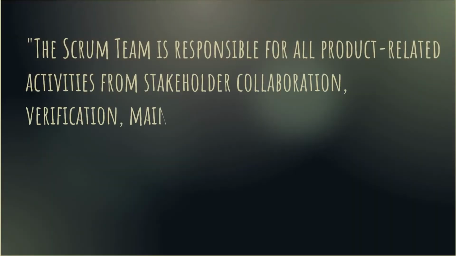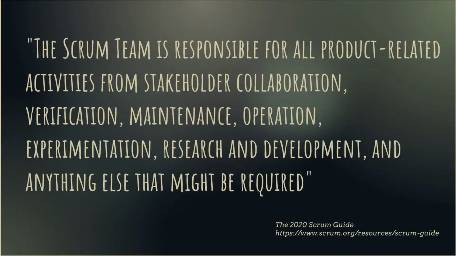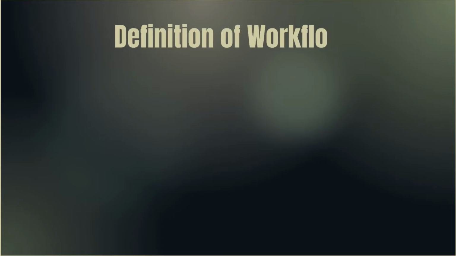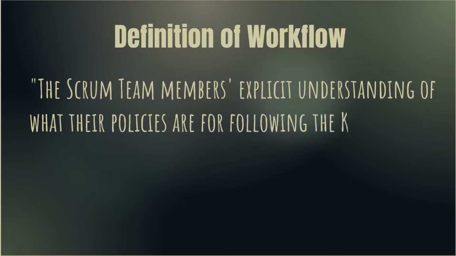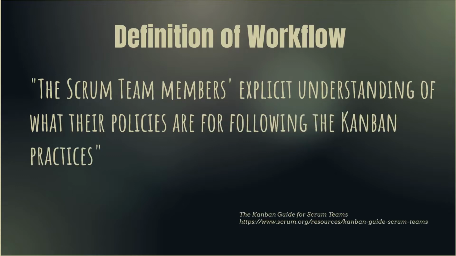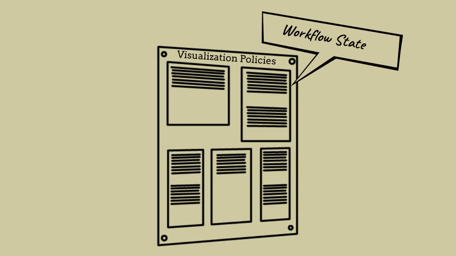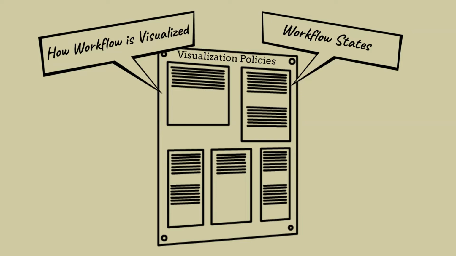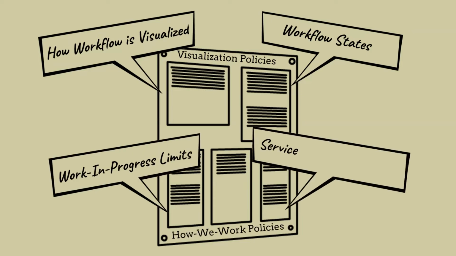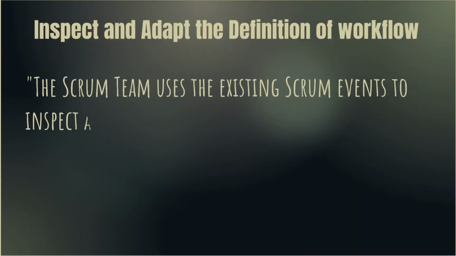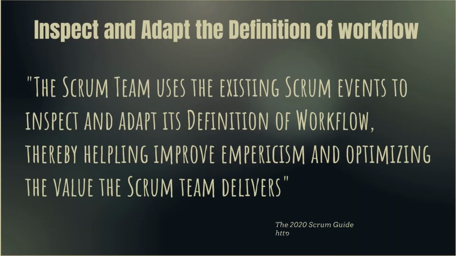Scrum teams are responsible for all product-related activities. For Scrum teams implementing the Kanban method, this also includes the definition of workflow, which is the Scrum team members' explicit understanding of what their policies are for following the Kanban practices. Examples include policies for visualization involving workflow states or how the workflow is visualized, and how we work policies, such as establish work in progress limits, service level expectations, or batch size, which can be thought of as the number of items included in an active sprint. As the team inspects and adapts, these policies should be reviewed for potential adjustments.